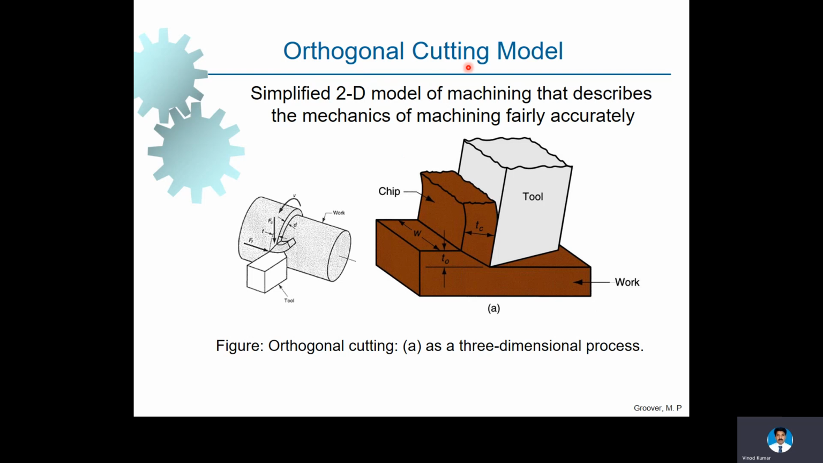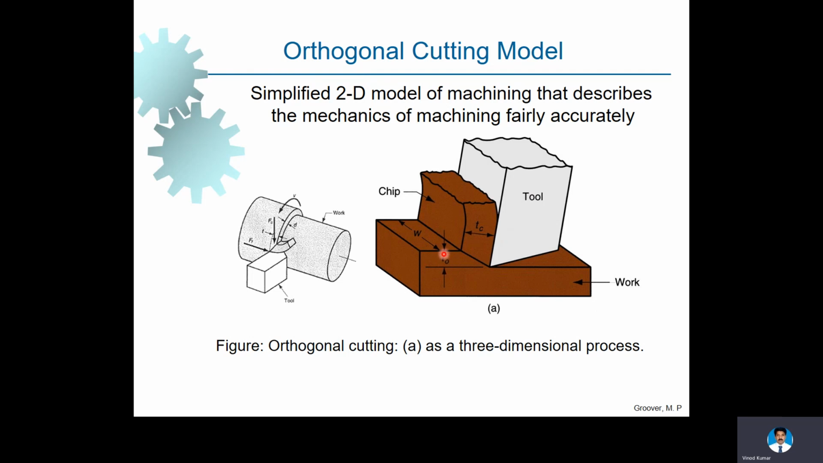So what is orthogonal cutting? It's a cutting model. The orthogonal cutting model is a simplified cutting model that describes the mechanics of machining. As you can see here, as the tool advances, the initial thickness T0 is sheared into TC, the thickness of the chip after cutting.